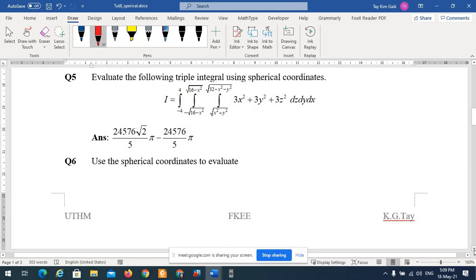Okay, question 5 is a conversion question. From the Cartesian coordinate, you want to change it to spherical coordinate to evaluate it. Because if you evaluate in the Cartesian coordinate, it is quite difficult. You get all the square roots, and sometimes you cannot integrate it. So we use spherical coordinates to evaluate it.